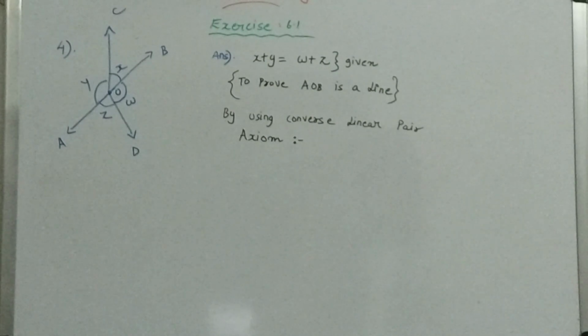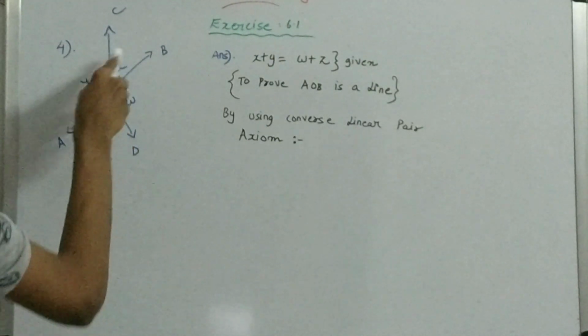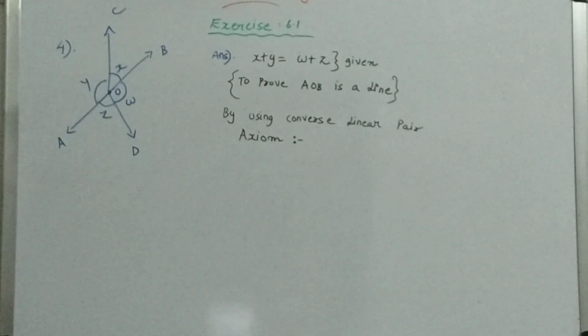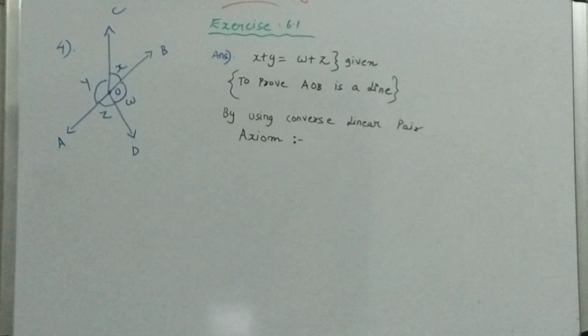Okay, so now the fourth question is: in the figure, if x plus y is equal to w plus z, then prove that AOB is a line. Here the question says x plus y is equal to w plus z. It is given to you. We have to prove that AOB is a line. So how will we do this question?